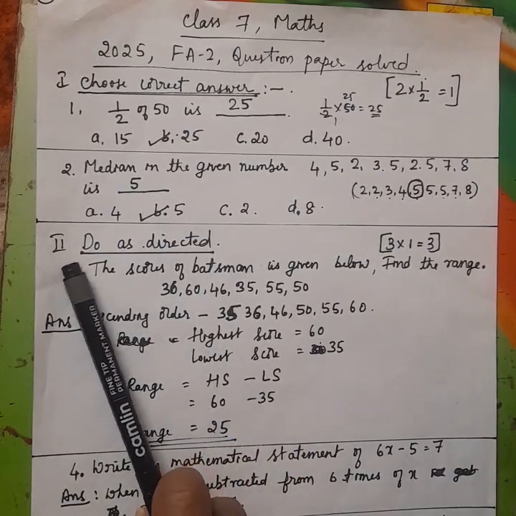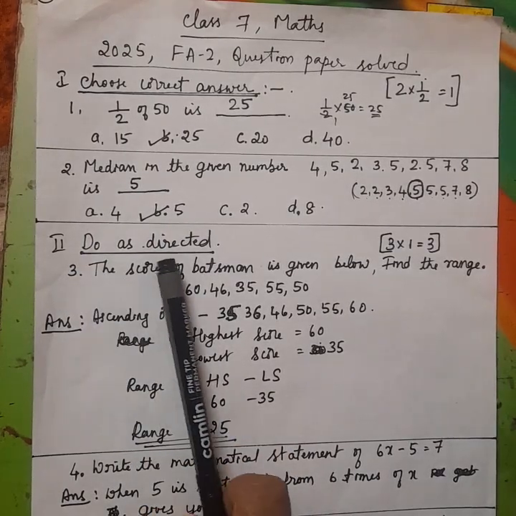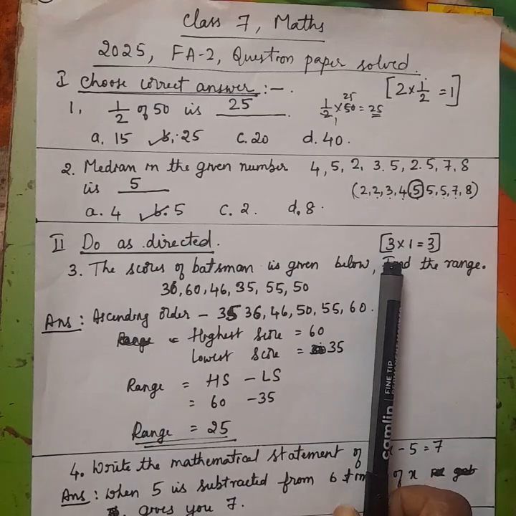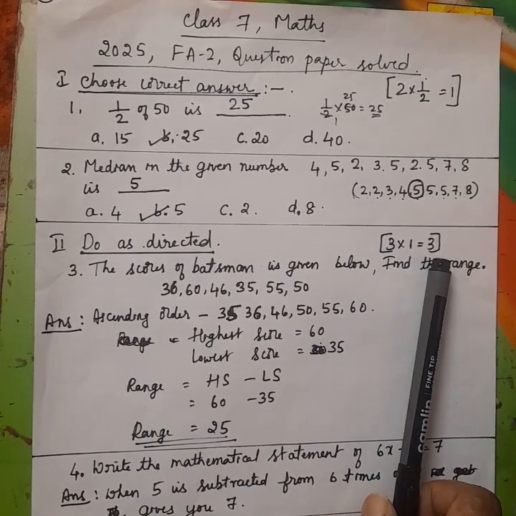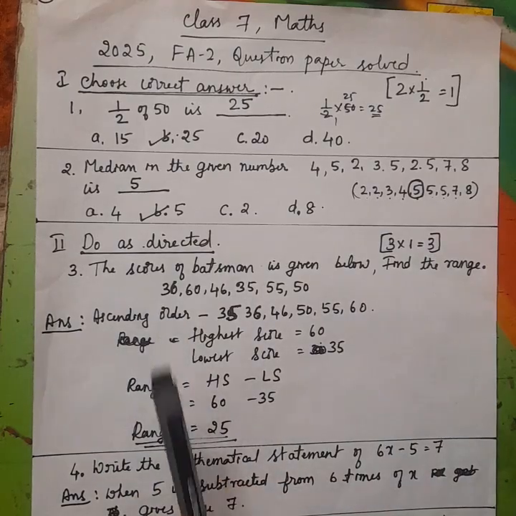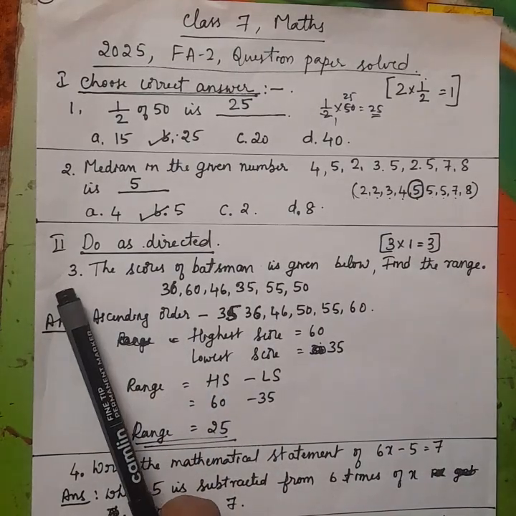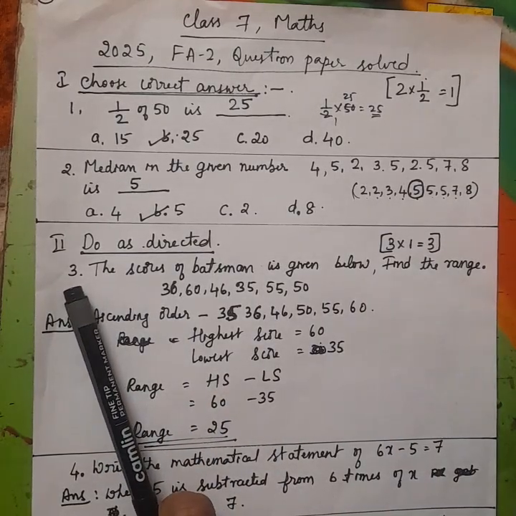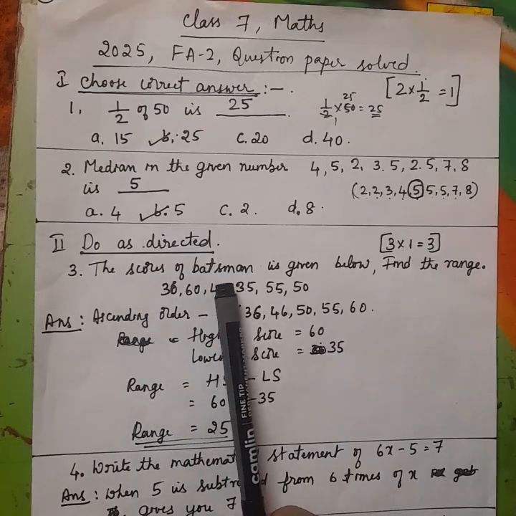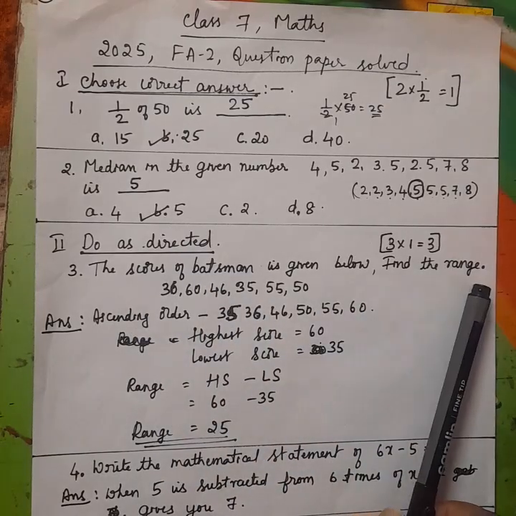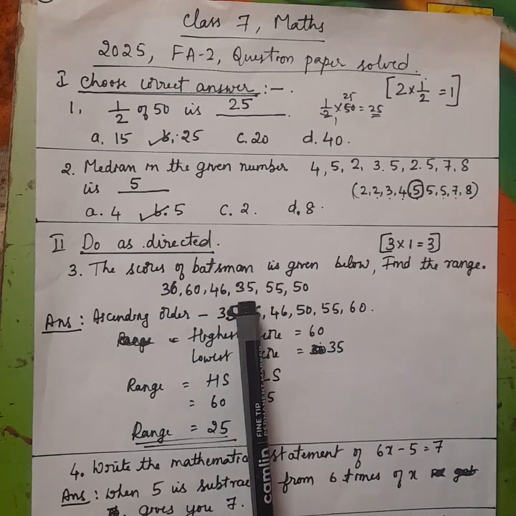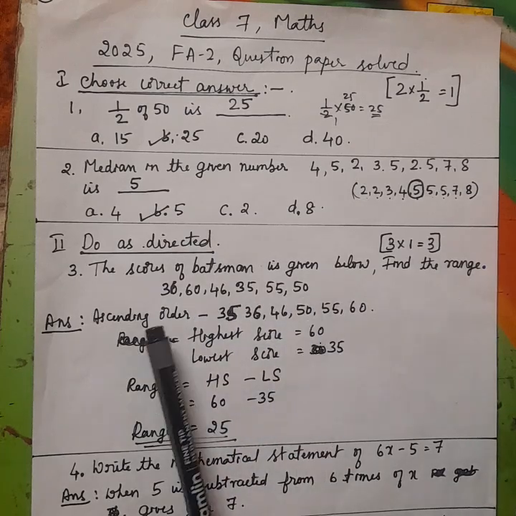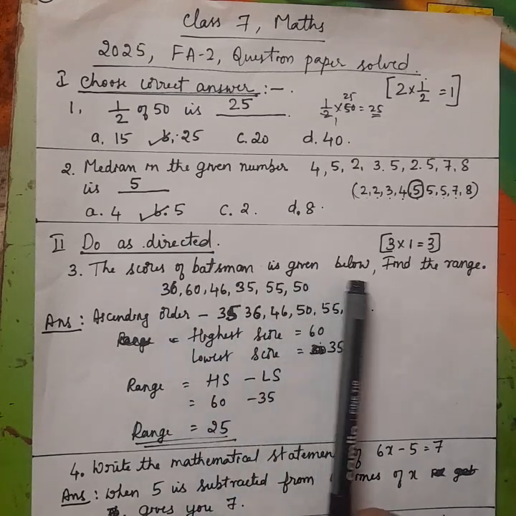Now the second main, do as directed. There are 3 questions. Each question carries 1 mark, so 3 marks for this main. Here is question number 3. The scores of a batsman are given below. Find the range: 36, 60, 46, 35, 55 and 50. You have to find the range.